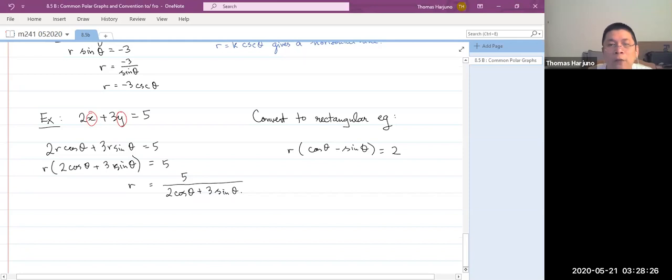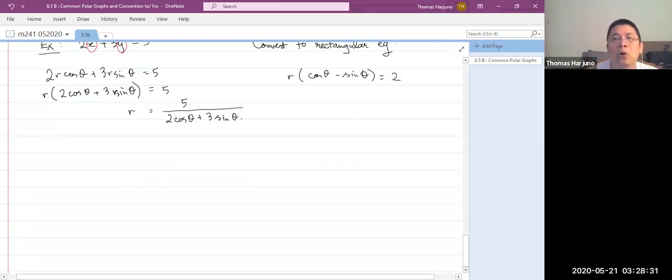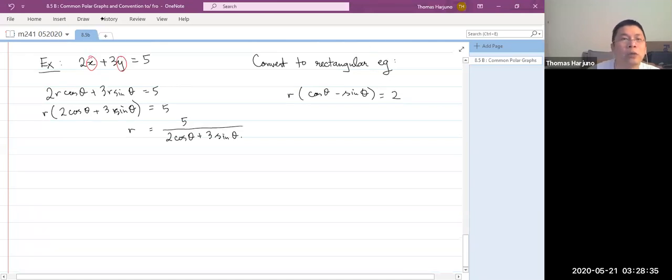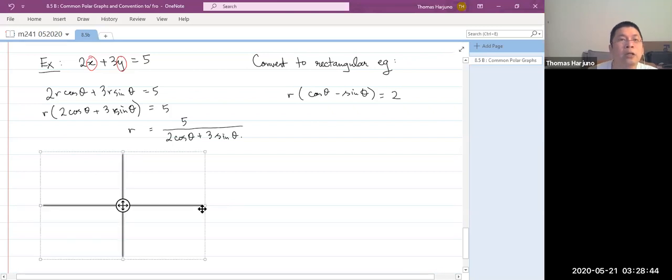But if you are in my pre-calculus class, I want to do a bit more analysis from here. Let's try to sketch the graph. And what will 2x plus 3y look like? It looks approximately like this.